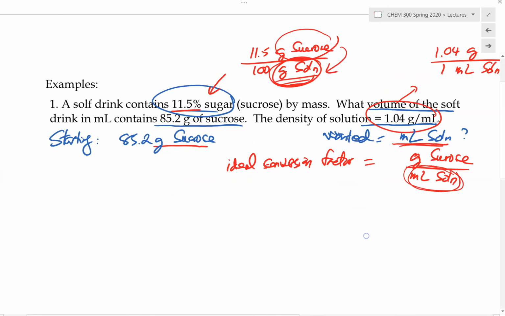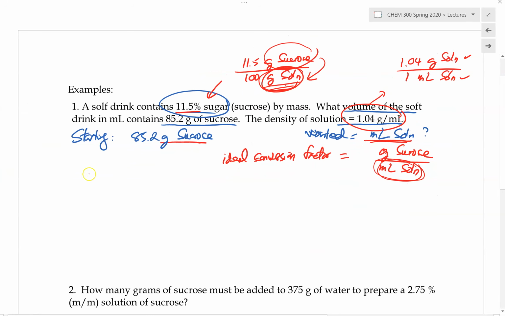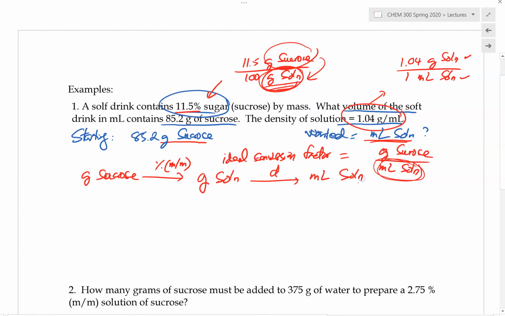So the solution map would then be as follows. We would start with gram of sucrose, and we can then use the percent by mass as the conversion factor to get to the gram of the solution. And once we have gram of the solution, we can then use the density of the solution to convert this into milliliter of the solution. And that will then be the solution map.